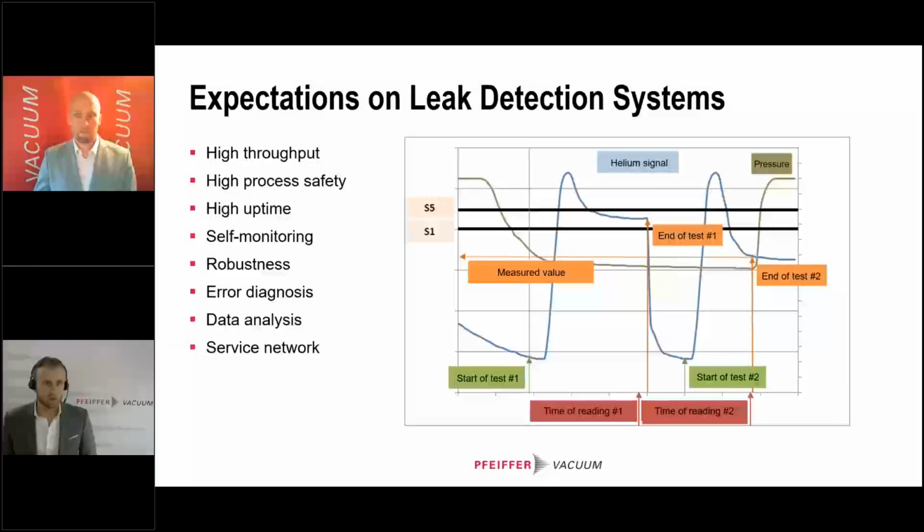Usually what is most important is a high throughput, and therefore at the same time a required high process safety. Because, as we mentioned in the beginning, these machines usually test a very large number of test objects during the day. Therefore we need to assure that the system has a very high uptime, so the process needs to be safe and reliable itself. For this, it would be helpful if the test system is self-monitoring and comes with the right robustness. Error diagnosis as well as data analysis, which ultimately require a service network, are also important for leak test systems.